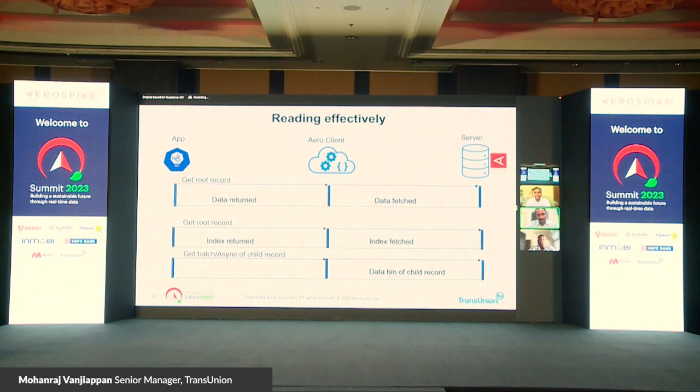So the first DB call fetches all the indexes of the child, and then based on the number of children and a few other parameters, we decide dynamically whether to go for a batch call to take the rest of the data content from the child records, or in some cases we went ahead with asynchronous calls to get the child record data.